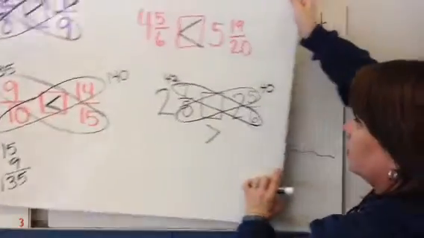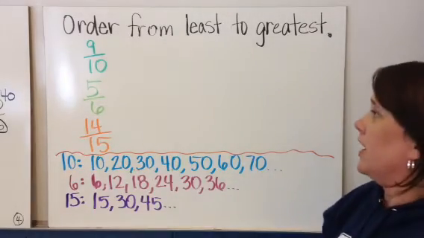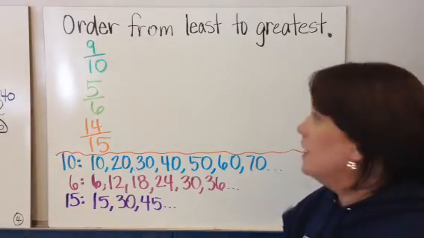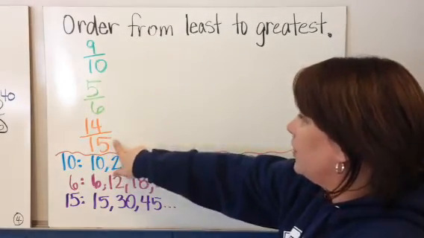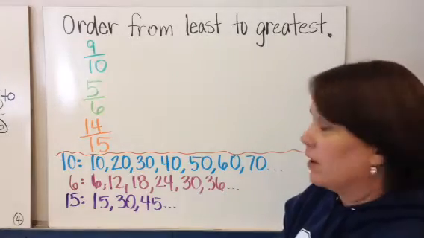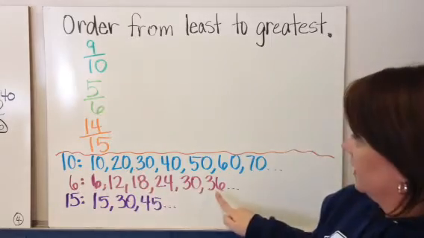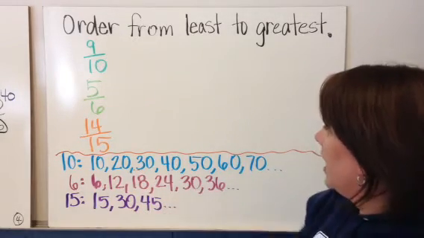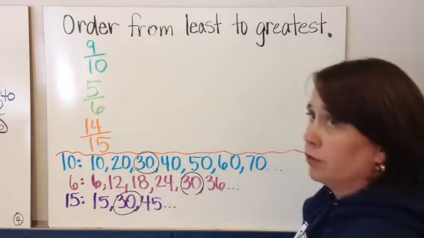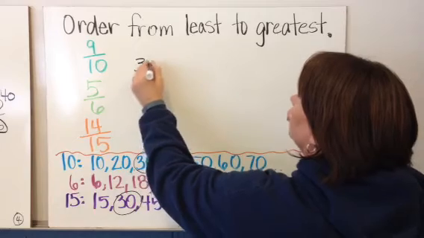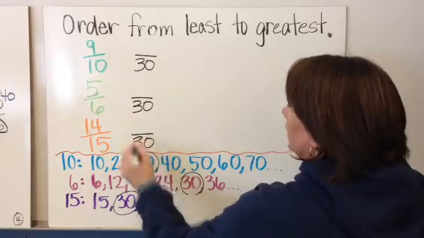Now, you also may be asked to order the fractions from least to greatest. And the way to do that, again, is to come up with a common denominator. Here, because I have 10 and 6 and 15, I want to come up with the least common denominator. So I've listed the multiples of 10, I've listed the multiples of 6, and I've listed the multiples of 15. And I found that 30 is my least common multiple. So I'm going to make new fractions, which are equivalent fractions, with the denominator 30.